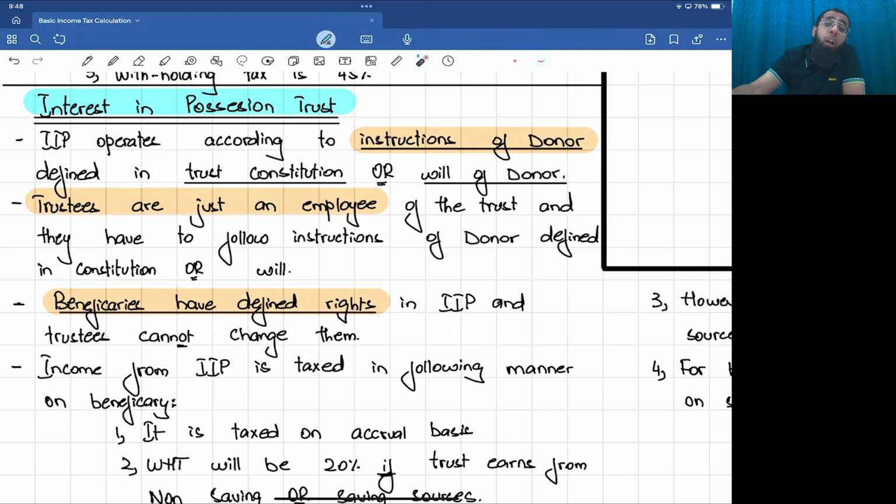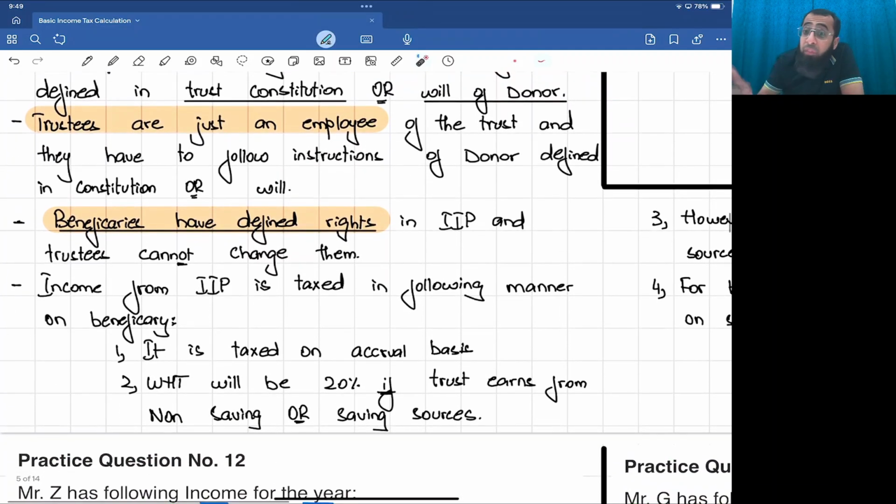But when we talk about interest in possession, it's a more valid purpose trust in which the instructions of the donor are being followed. Trustees are an employee. Beneficiaries have defined rights. Okay? And the donor has created it in real for the benefit of the beneficiaries, not to do tax planning. The beneficiaries can't be changed here. It is taxed on accrual basis.